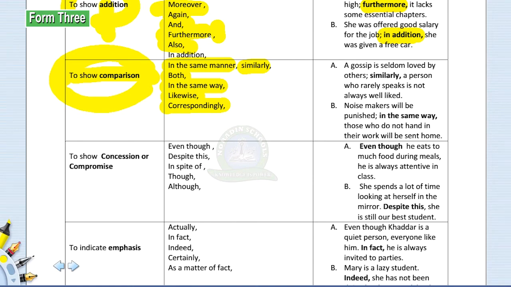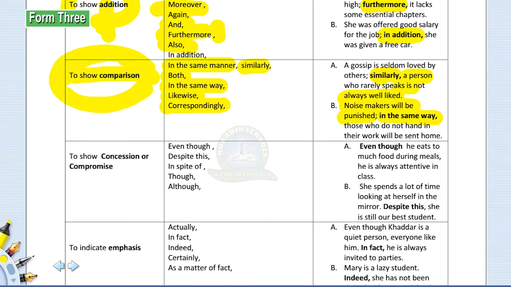Let's take these examples. A gossip is seldom laughed at by others. Similarly, a person who rarely speaks is not always well liked. So the word similarly, but the second example has a different linking word. Look at this. Noisemakers will be punished. In the same way, what about if I repeat the word similarly in the second example, and I'm writing something or maybe speaking? My speaking or my writing will be very boring. So look, I have used two different linking words in those different examples.